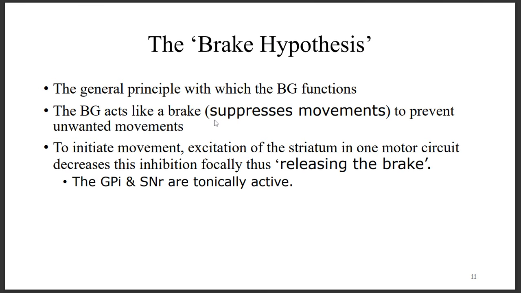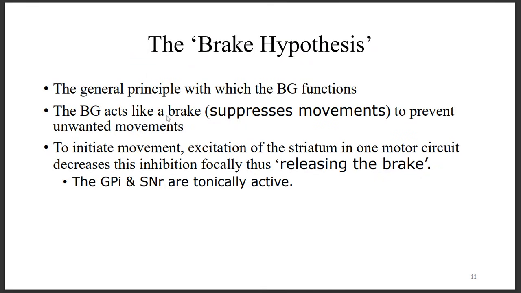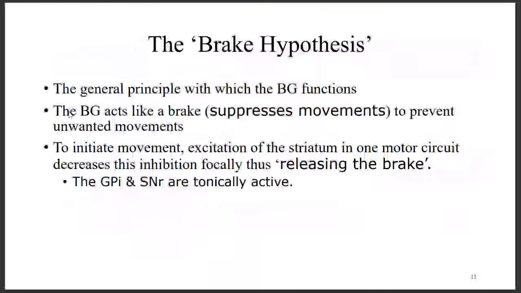So the brake hypothesis is just what we have talked about on the inhibition part. We know the general principle with which the basal ganglia functions. It acts like a brake. You are trying to prevent or suppress movements so that you don't produce movements that you don't want. You are controlling that. So to initiate movement, excitation of the striatum in one motor circuit is going to decrease the inhibition, and that's known as releasing the brake. So it is the same thing that you have described. Remember, the striatum produces GABA, and there is inhibition of what is happening in the indirect pathway.